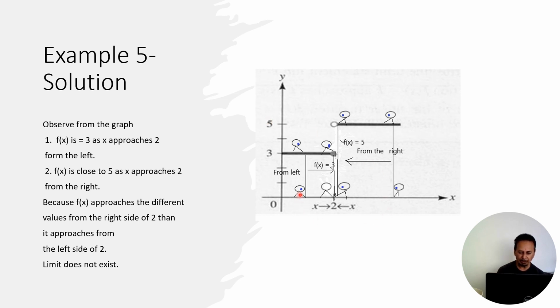Similarly, if I move towards 2 from the left side, at this position this is the height. If I get close to 2, the height is 3. So we say the left limit is 3. So now the right limit is 5, the left limit is 3. The two limits are different, so we say the limit does not exist.